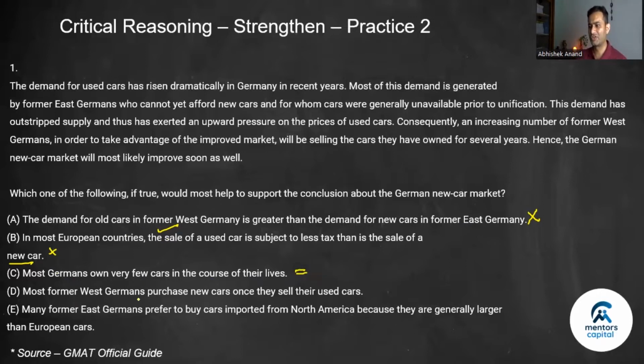Most former West Germans purchase new cars when they sell their used cars. So this will help. So this segment is entering the market. So I am a West German. To take advantage of the used car market, I'm selling my cars. So I'm selling my old cars and now I'm buying a new car. So I am an extra customer to the new car segment. तो मैं ज़्यादा से ज़्यादा पुराने लोग बेच रहे हैं अपनी पुरानी car. So if they end up buying new cars, the market will automatically improve for new cars. So the first answer is B.